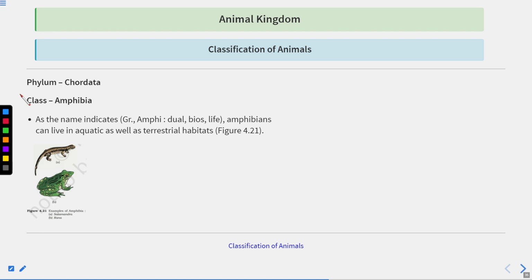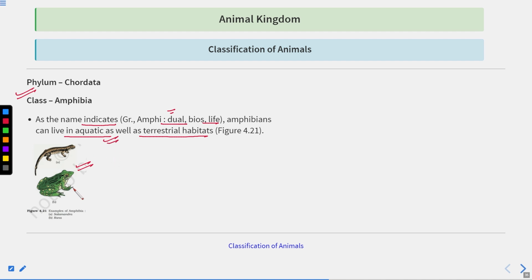Next phylum is the Amphibia. Very, very important. As the name indicates, amphi means dual life. They are living the dual life. Amphibians can live in aquatic as well as terrestrial habitat. So they are adapted to live in both environments. They can live in the terrestrial environment as well as the aquatic environment.